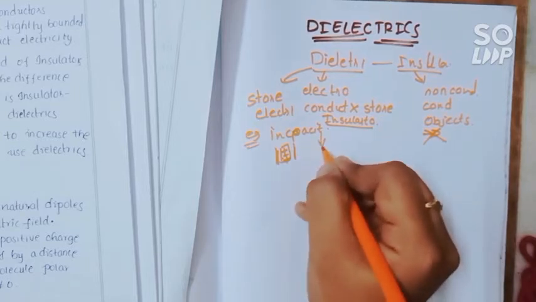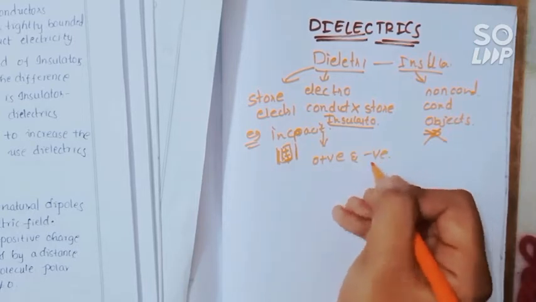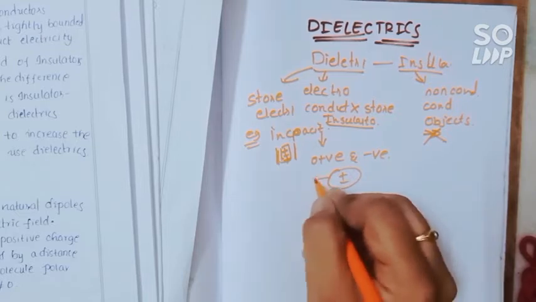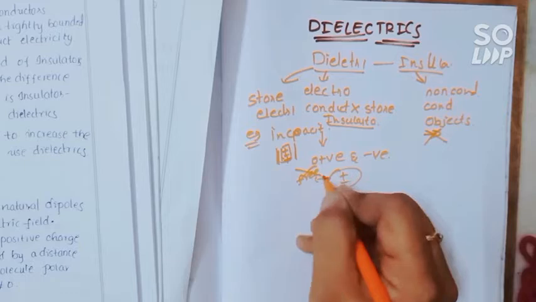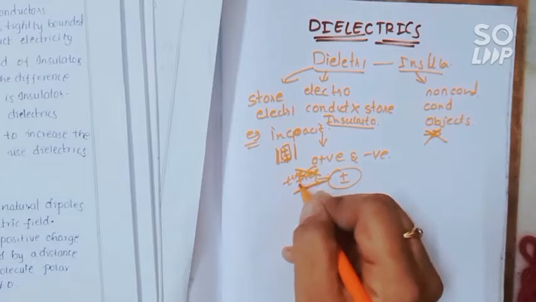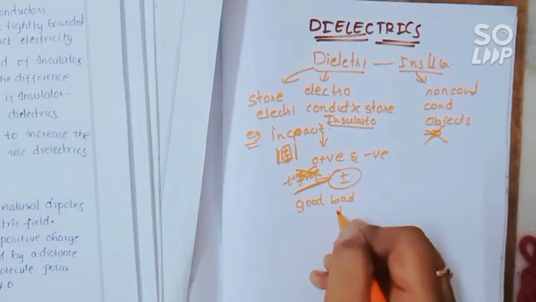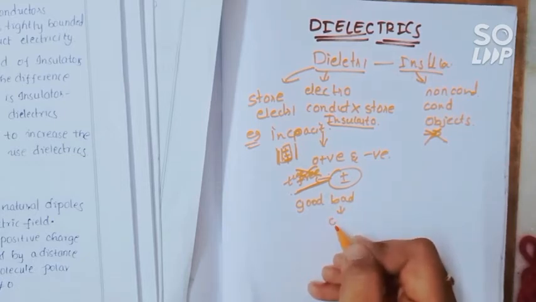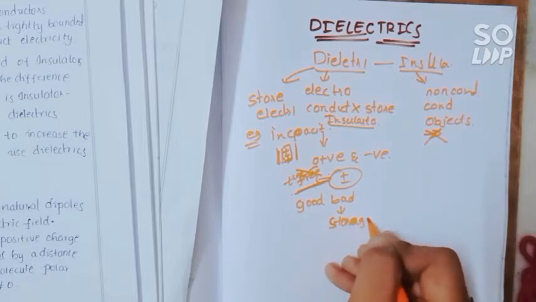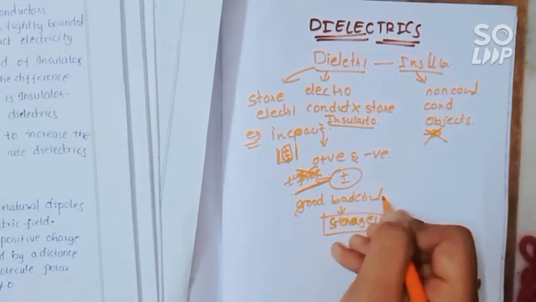Next, in dielectric materials, the positive charge and the negative charge are tightly bound together. We can't separate the positive and negative charge. They are tightly bound together and no free charge is present. So due to the absence of free charge, these are bad conductors of electricity. We do not consider these as good conductors of electricity. These are bad conductors, but they have good capacitance, meaning they have good storage capacity. It is a bad conductor of electricity.